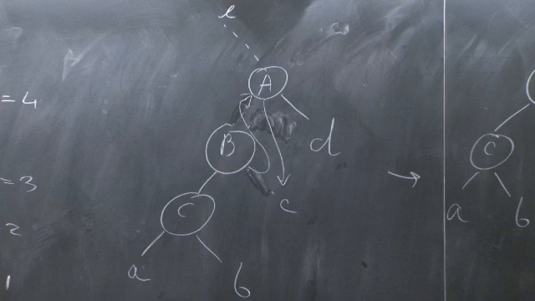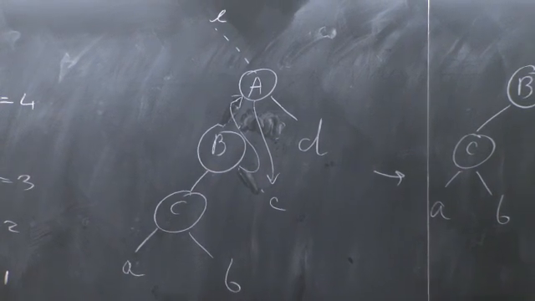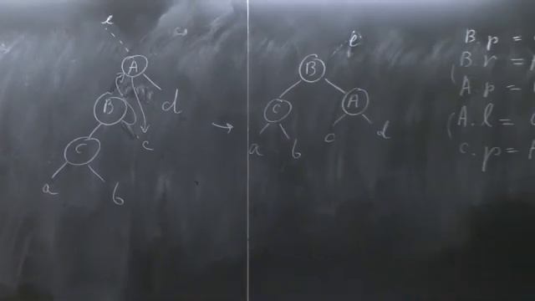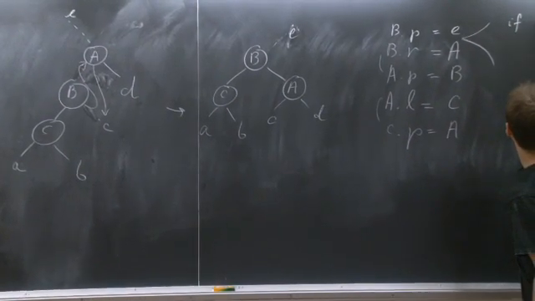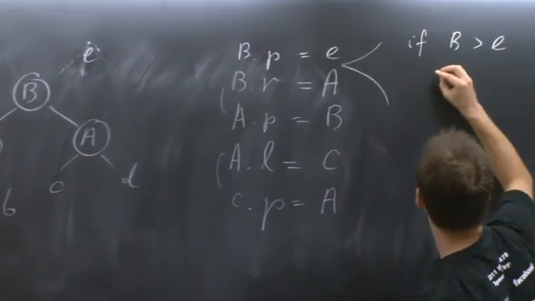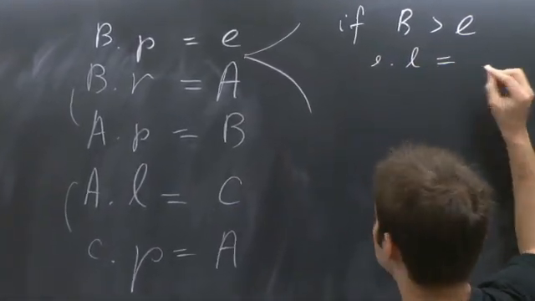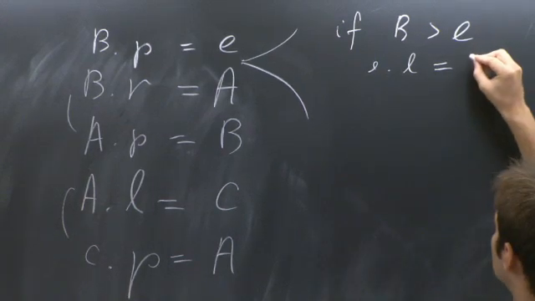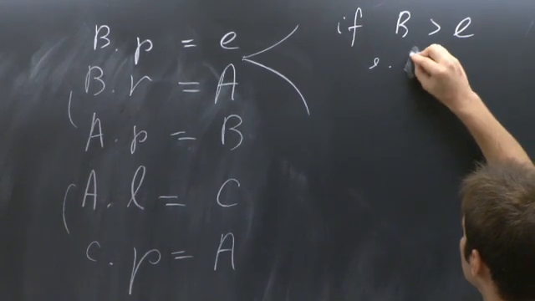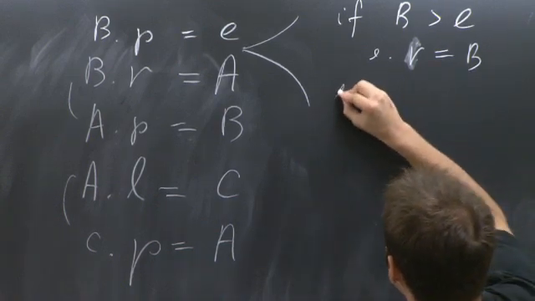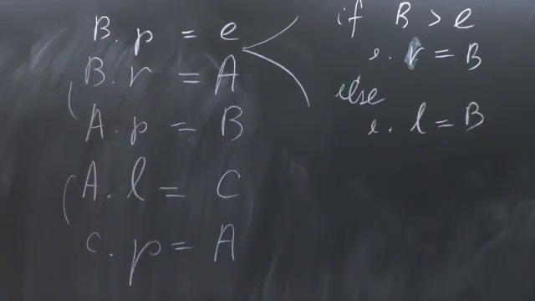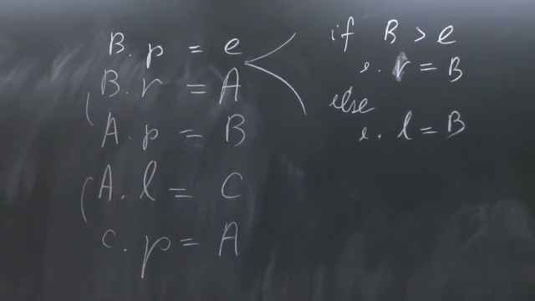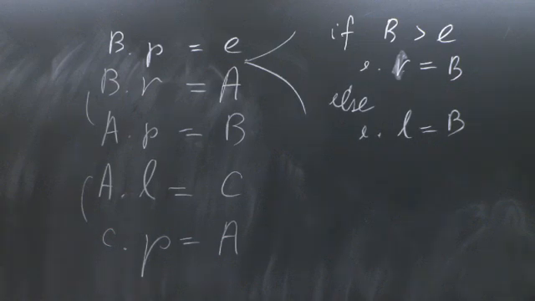If B is greater than E, it's going to be the right child, and if B is less than E, it'd be the left child. Okay, so if B is greater than E, then E's right is B. Otherwise, E's left is B, right? Now suppose comparisons are expensive and I don't want to do a comparison to find this out. I want to play with a tree instead. What do I do?